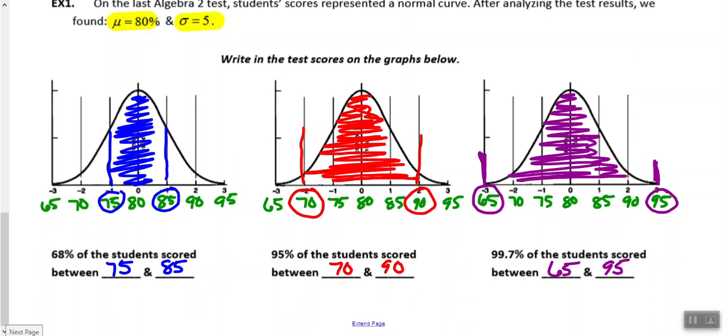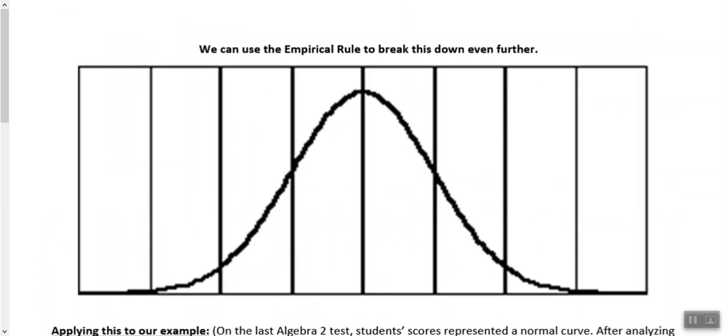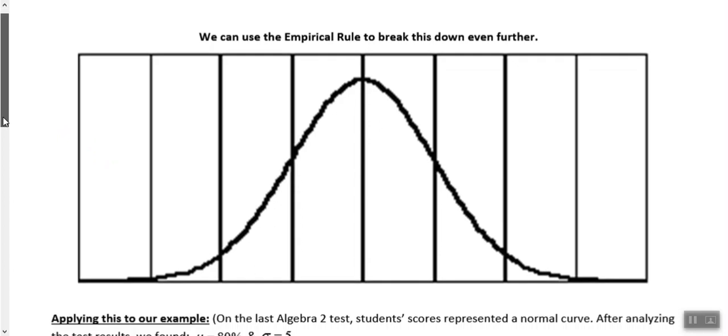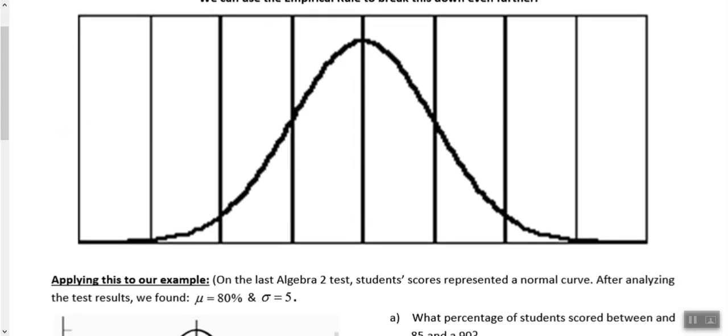Now, if we flip the page, we're going to break down our empirical rule even more. So we're going to label this, which our mean is in the middle. We go +1 standard deviation, +2 standard deviations, +3 standard deviations. We subtract 1 standard deviation, subtract 2 standard deviations, subtract 3 standard deviations, just like before.